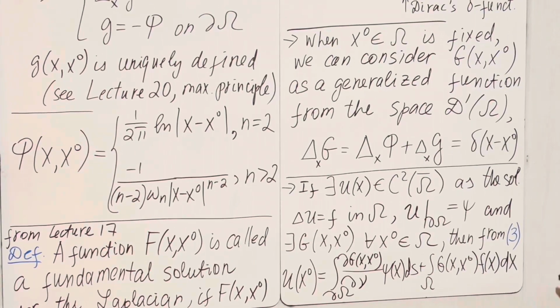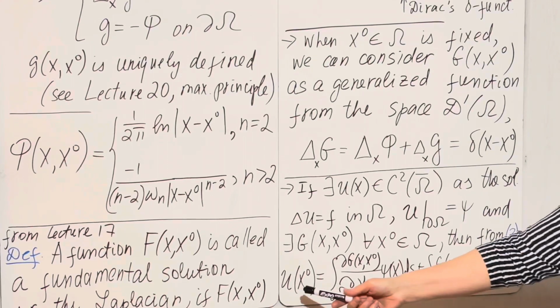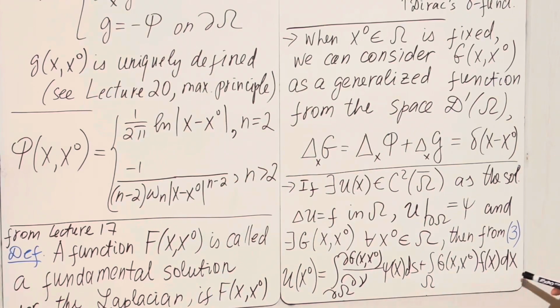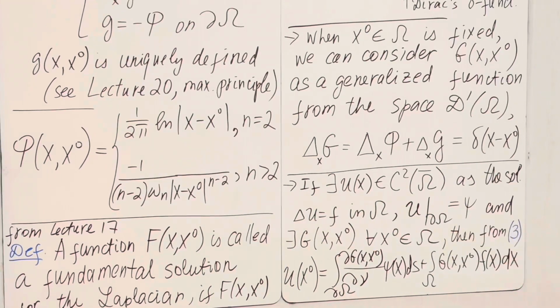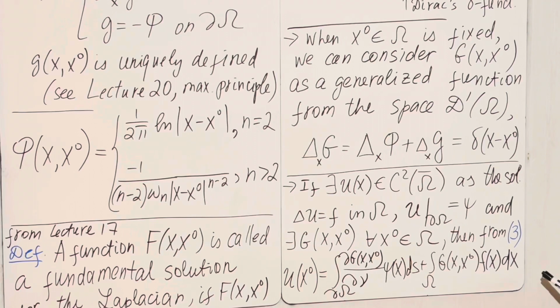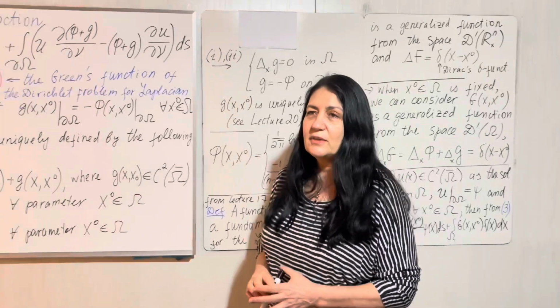If you look at this formula, this is a representation of our function u in terms of the Green function and the data that we had in our Dirichlet problem. You can recognize the structure that we had. The second integral has the structure of the volume potential, and the first integral has the structure of the double layer potential.